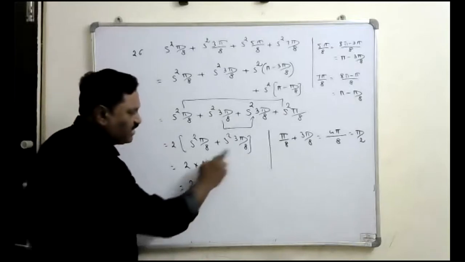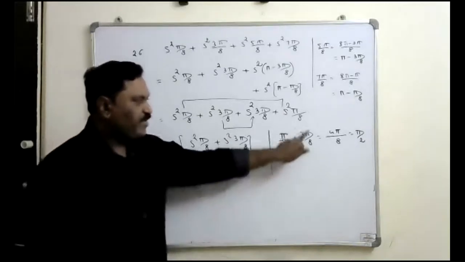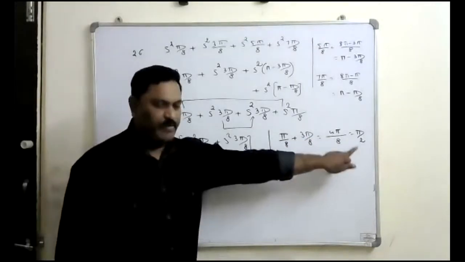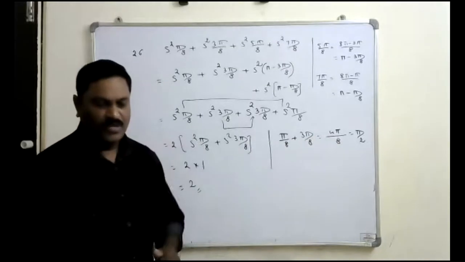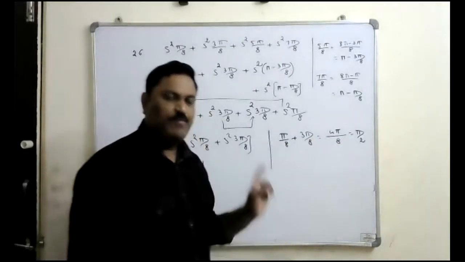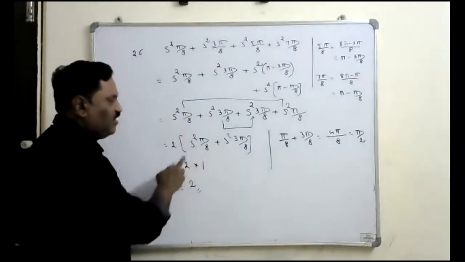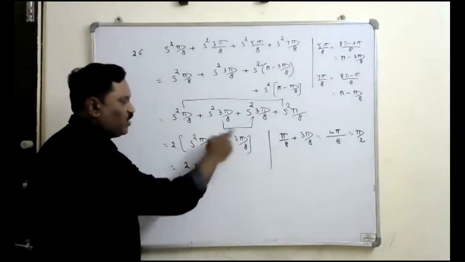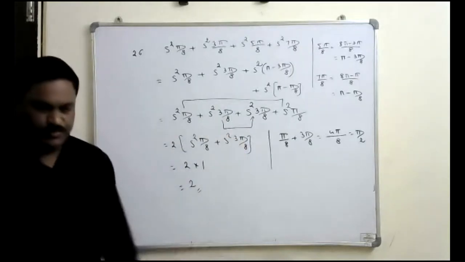Now if you observe these angles, add both. Pi by 8 plus 3 pi by 8, which is 4 pi by 8, which is pi by 2. Means the sum of these angles is pi by 2. We know the result that if a plus b is 90 degrees, sine square a plus sine square b is 1. Therefore here the sum of these angles is 90 degrees, so sine square a plus sine square b is 1. This summation is 1. Therefore the answer is 2 into 1, that is 2.